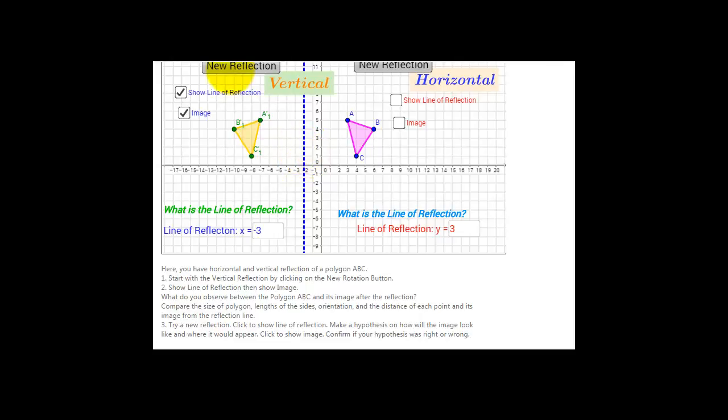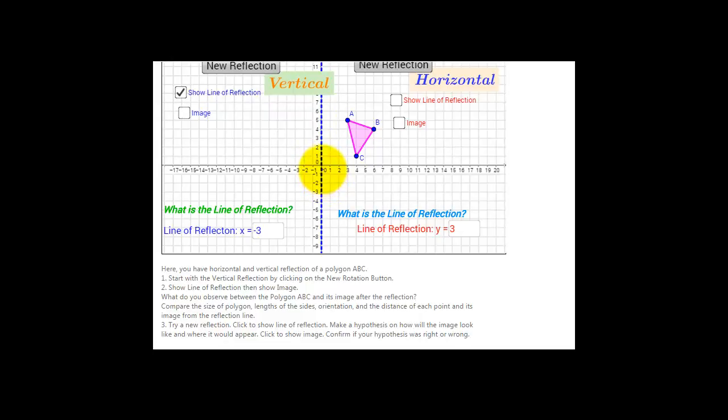Next, students are going to be doing a new reflection. So once more, they're going to click on the button which says New Reflection. Then they are going to click on the checkbox which says Show Line of Reflection. The line of reflection passes through the origin at x equals 0.